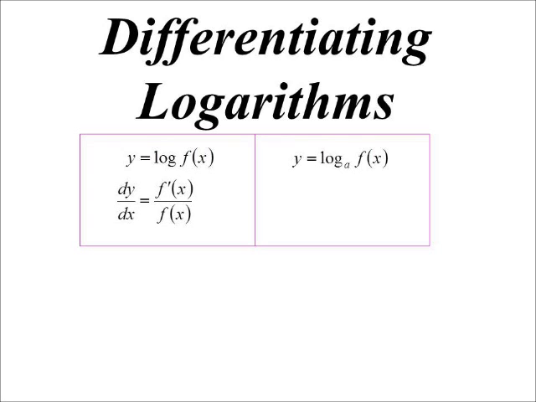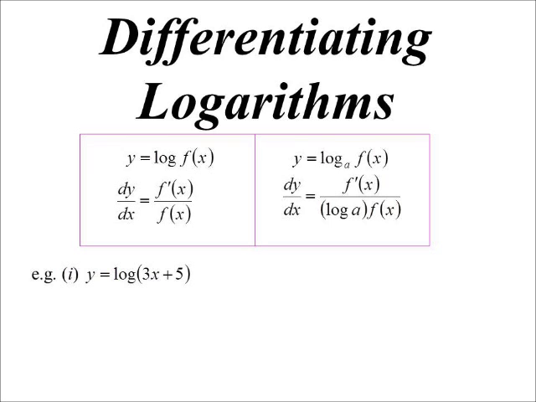If it's any other base, we still do it the same way, but what we also do is on the bottom of the fraction, we multiply it by the natural log of the base. That's why it didn't appear in the first one, because the natural log of base e, well, log e base e is just 1, so it doesn't appear in the derivative. But in any other base, on the bottom of the fraction will appear the natural log of the base.